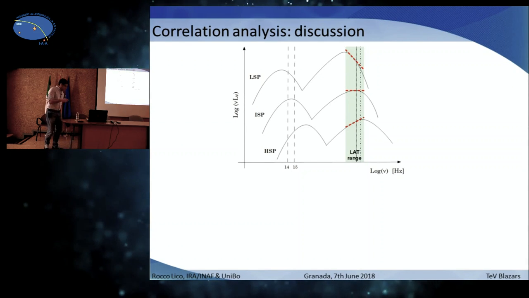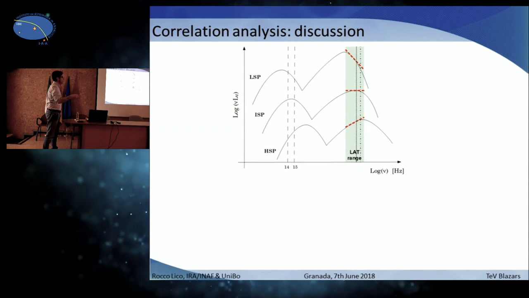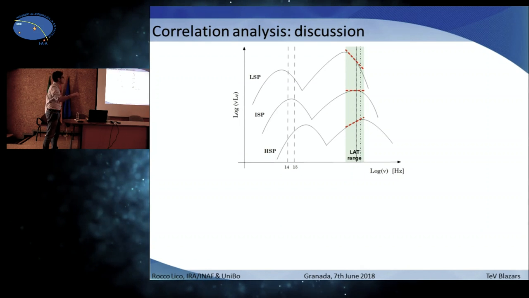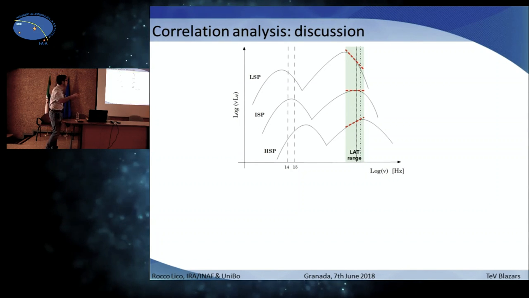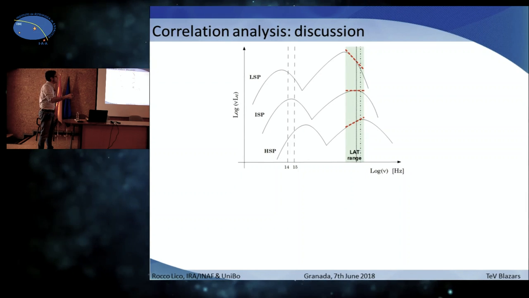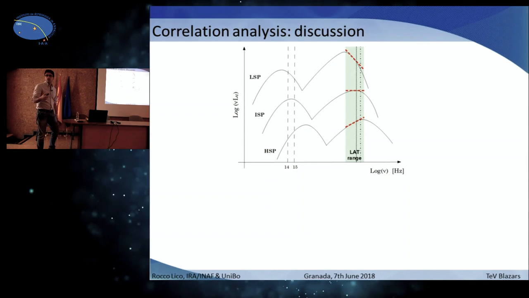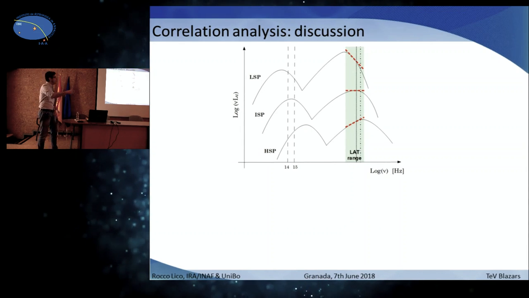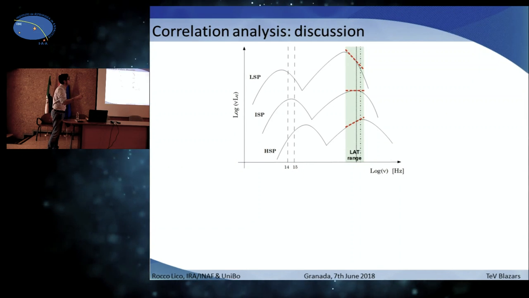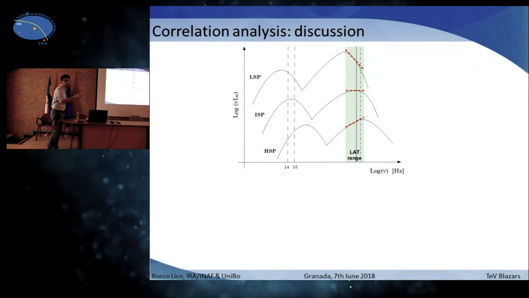In this sketch, representing the SEDs of the three subclasses that we introduced before, low synchrotron peaked, intermediate, and high synchrotron peaked blazars, this green area represents the Fermi energy range. So let's say the 3FGL energy range, the full energy range, while these two dotted lines represent the threshold of the 1FHL above 10 GeV and of the 2FHL above 50 GeV.